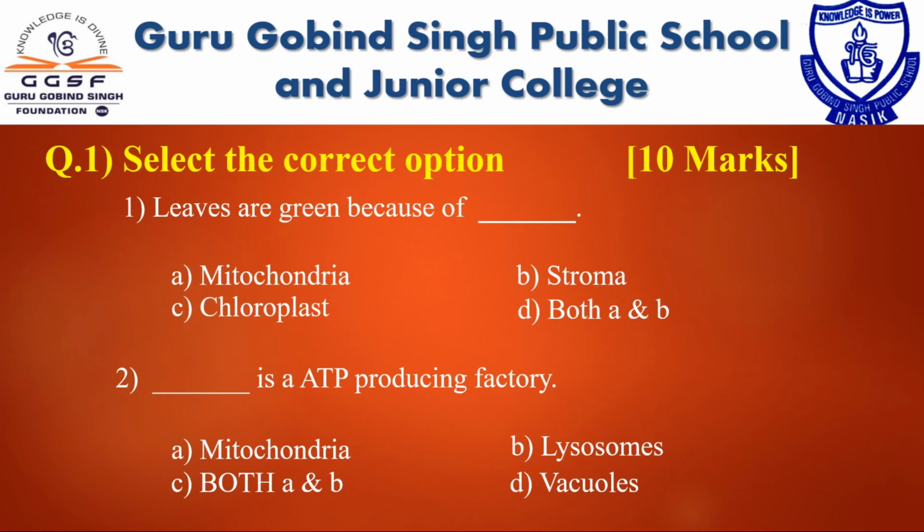So let's begin with the questions. Our first question is, leaves are green because of, options are mitochondria, stroma, chloroplast, both A and B. The correct answer is chloroplast. Second question is, dash is an ATP producing factory. Options are mitochondria, lysosomes, both A and B, and vacuoles. The correct answer is mitochondria.